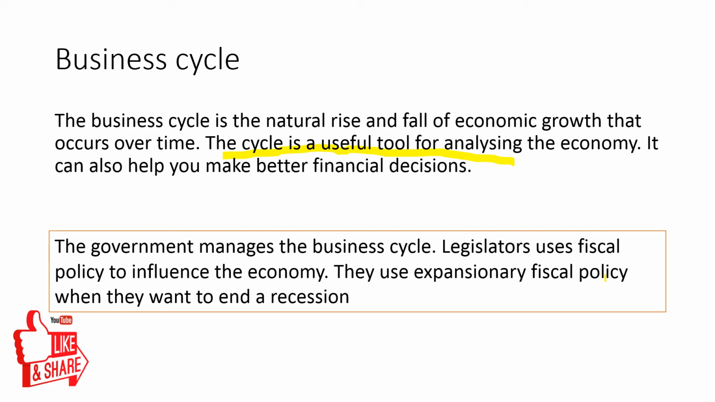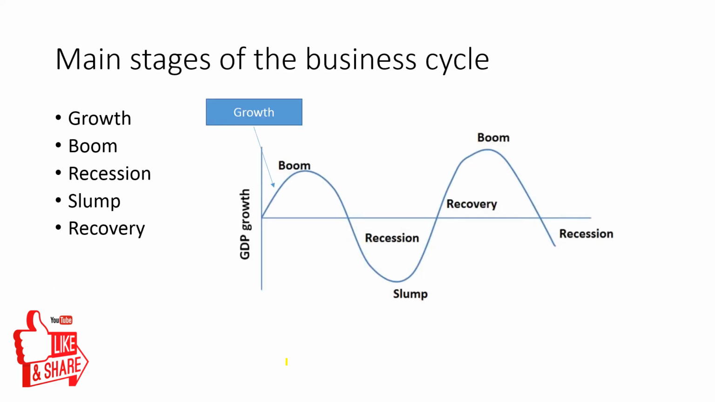They use expansionary fiscal policy when they want to end a recession. We'll talk about recession in a minute. This is one stage of the business cycle. There you are, it is here. Okay, so the main stages of the business cycle are growth, boom, recession, slump, and recovery.